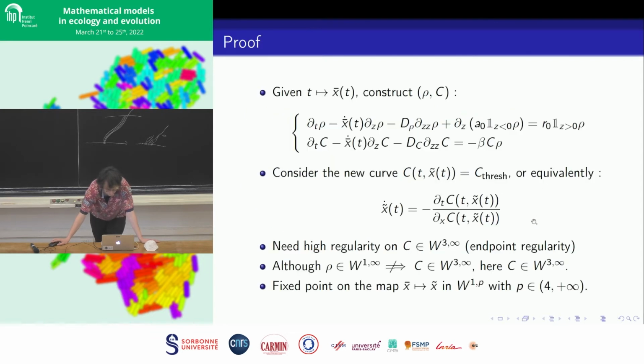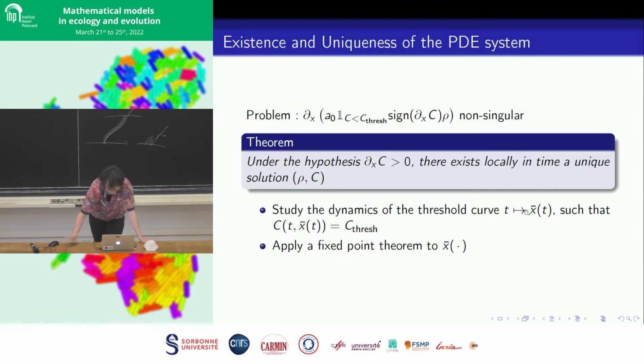So this model is very nice because we can compute stuff, but it does come at a cost, which is that the existence and the uniqueness of the PDE system was not so easy. I'm not going to go too much into details, but it was quite a hard problem, and we managed to deal with it in the framework of monotone oxygen profile.